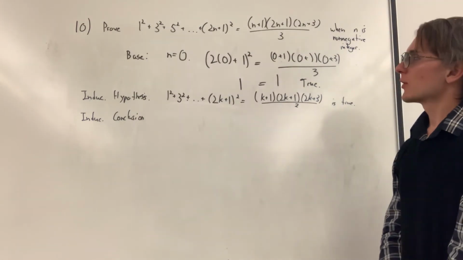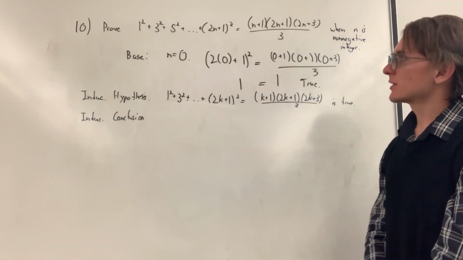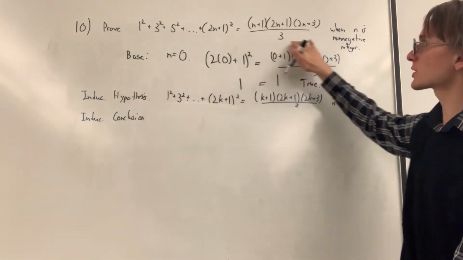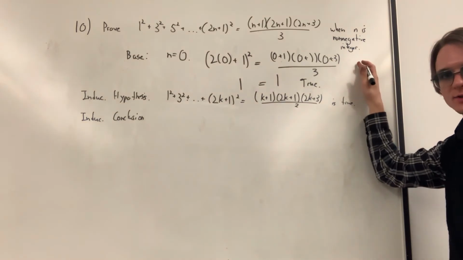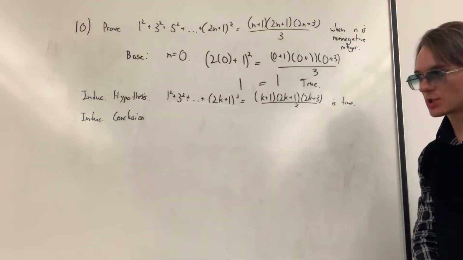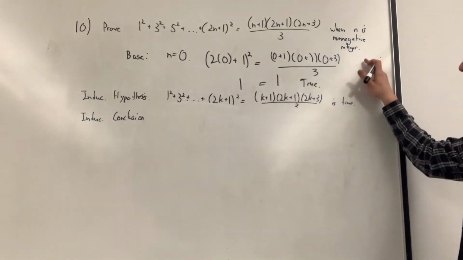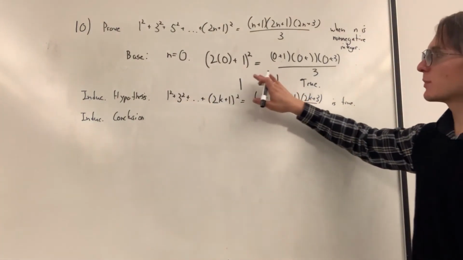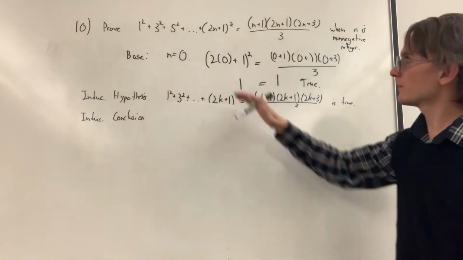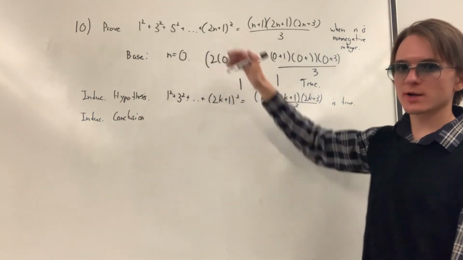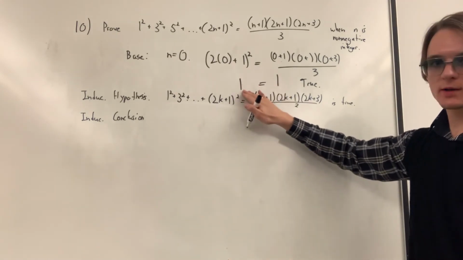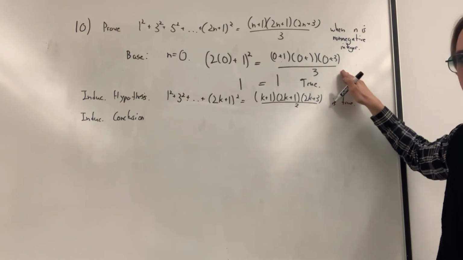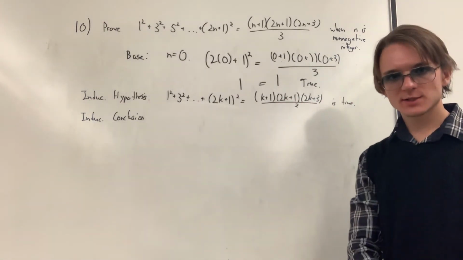Question 10 is 1 squared plus 3 squared plus 5 squared all the way up through the definition of an odd integer, (2n plus 1) squared, is equal to the following expression, whenever n is a non-negative integer. So we want to prove this by induction. Our base case is the first non-negative integer, that is, n is equal to 0. So we simply plug in 0 for n, we get (2 times 0 plus 1) squared, which is 1, and we get (0 plus 1) times (0 plus 1) times (0 plus 3) over 3, which is also 1. Therefore, the base case holds.